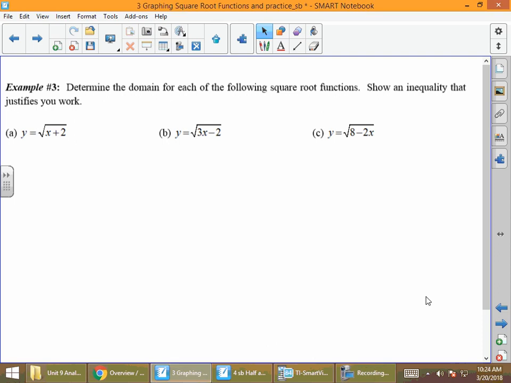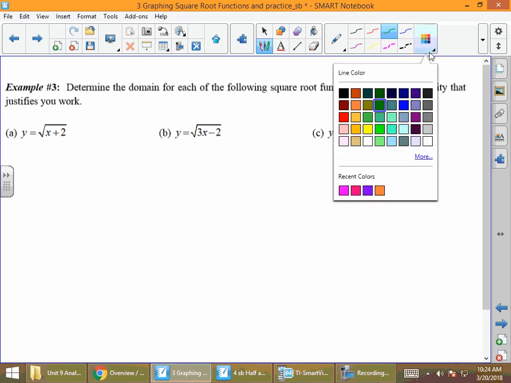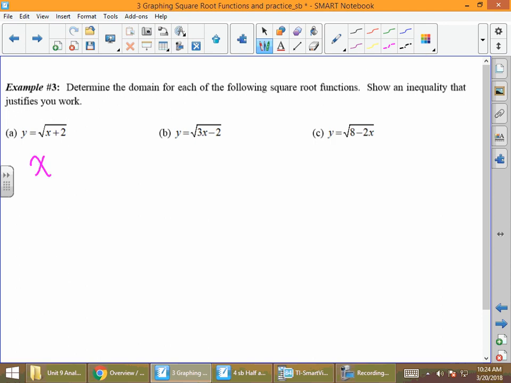When we're determining the domain for the square root functions, once again what we do is we look at the value underneath the radical. So in this first one, the value underneath the radical is x plus 2. And we set it greater than or equal to 0. Every single time, it's greater than or equal to 0. And we solve that inequality. We subtract 2 on both sides, and we get x is greater than or equal to -2.